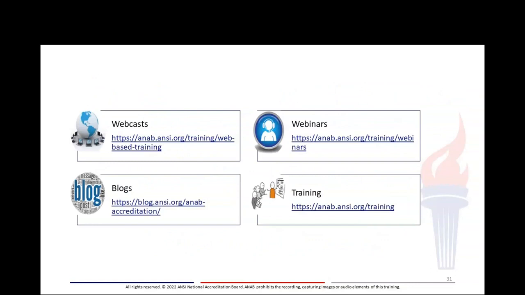ANAB also has a blog page with a wealth of information related to risk, accreditation, standard requirements, and many other topics. We also have these monthly webinars. We are going to have one in November on the topic of training and competence. And finally, ANAB offers training in many areas, including internal auditing, standard requirements, risk, and other topics.